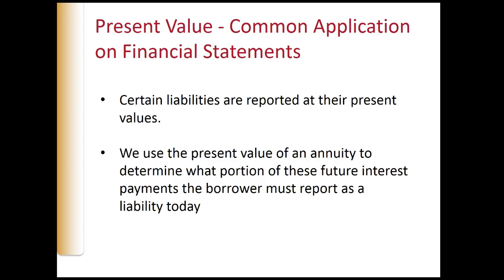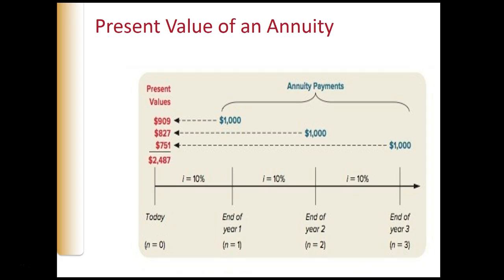In a future chapter, we are going to learn that certain liabilities are reported on financial statements at their present value. Now, most of these liabilities specify that the borrower must pay the lender periodic interest payments, or what we call an annuity, over the life of the loan. As a result, we use the present value of an annuity to determine what portion of these future interest payments the borrower must report as a liability today. So that is an application for what we're talking about.